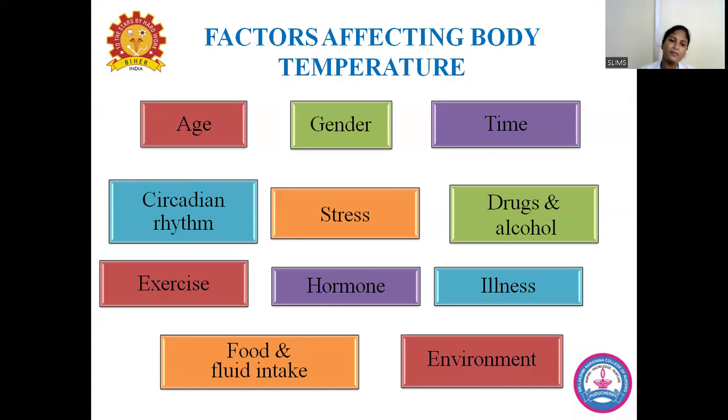Due to hormonal changes, particularly in women, body temperature may increase. And illness: any infection or invasion of microorganisms into the body also causes increased body temperature and will not reduce it. And food and fluid intake: some foods cause food poisoning, which triggers the hypothalamus and increases body temperature. And the environment: in cold weather or the summer season, the person may have an altered body temperature. So these are the factors affecting body temperature.